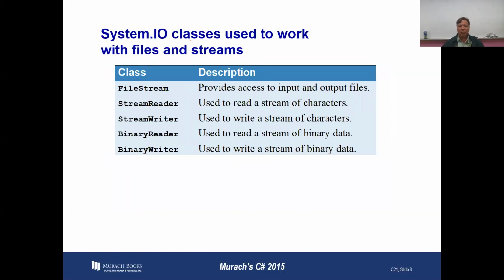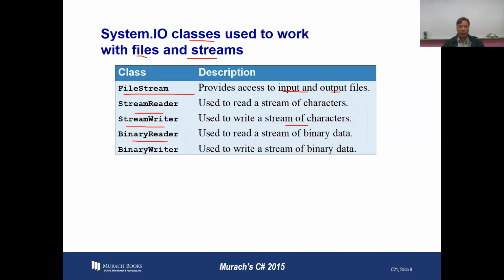So these System.IO classes are used to work with files and streams. There's a FileStream class, which provides access to the input and output files. There's a StreamReader class that is used to read characters that come from the disk, or they can also come from other sorts of input devices. StreamWriter is used to write out a stream of characters, and that can be writing a stream of characters to a disk or to a printer.